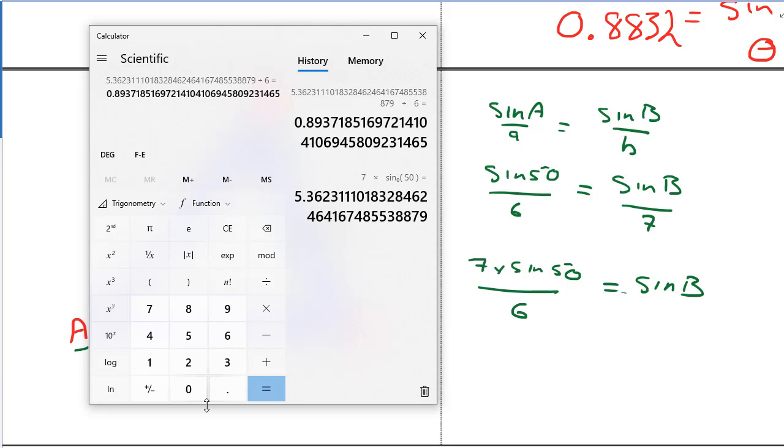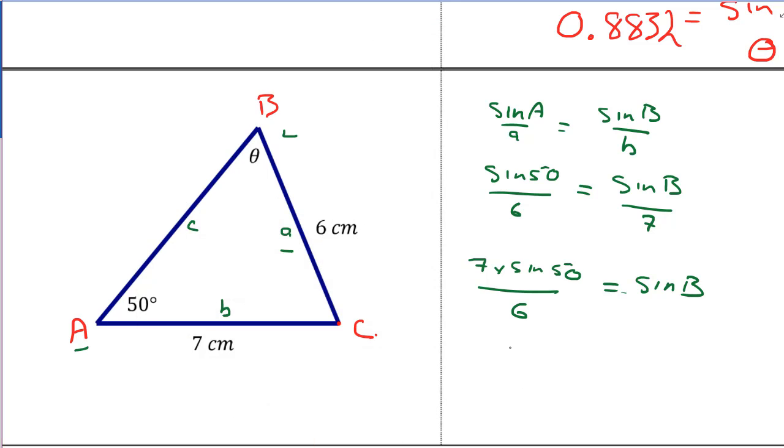So now we know that the sine of B is 0.8937185 and so on. But we want to calculate angle B, so I'm going to use my sine inverse function to calculate what B is. And when I do that, I get B equaling 63.3 degrees. So angle B equals 63.3 degrees. All right, I hope you did well on those two. Let's take a look at the cosine law.